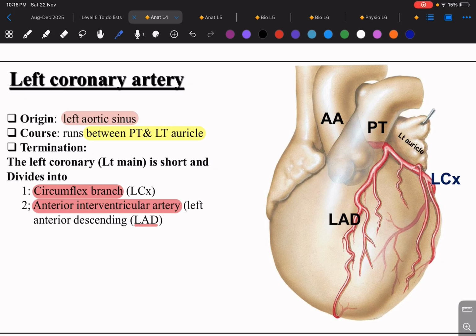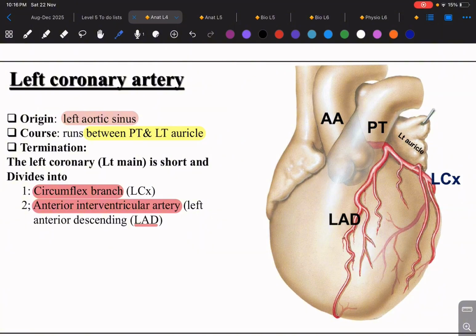Because in the anterior view we can't see the left atrium, we can only see the auricle, okay? So the course for the left coronary artery is going to be between the pulmonary trunk and the left auricle, okay? It's going to be here between them. So we said it's going to divide into two divisions.